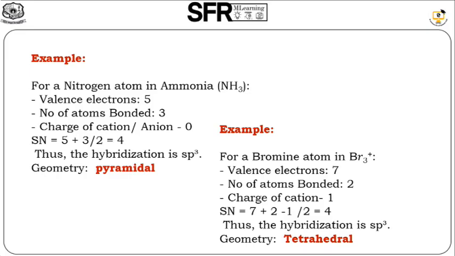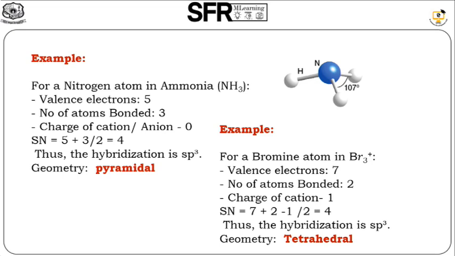Another example is the bromine molecule, for example Br3+. The central atom is Br. Even though the three atoms are the same, we take one atom as the central atom. The valence electron count in bromine, which is in the halogen family, is 7. Whatever the atom, fluorine, chlorine, bromine, iodine, the valence electrons present in the atoms are 7.